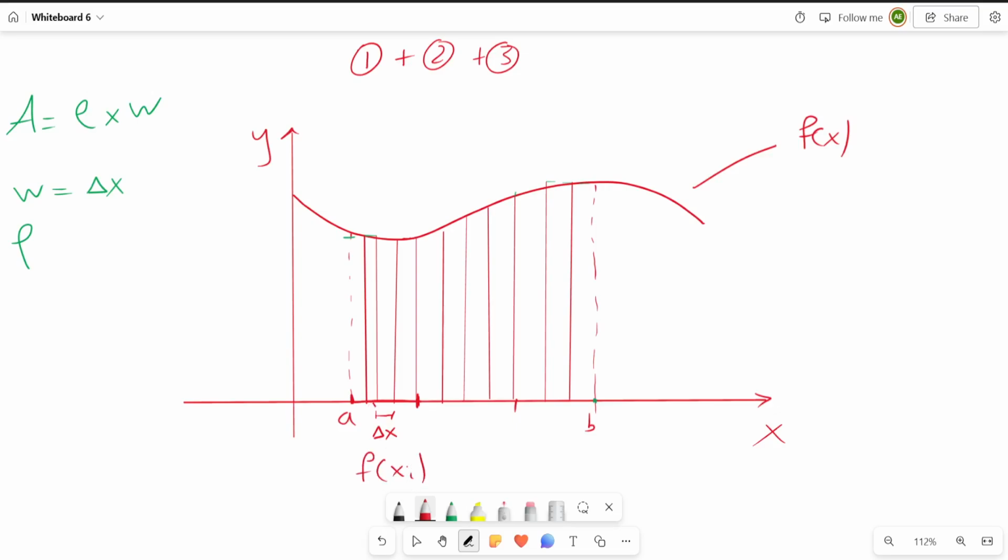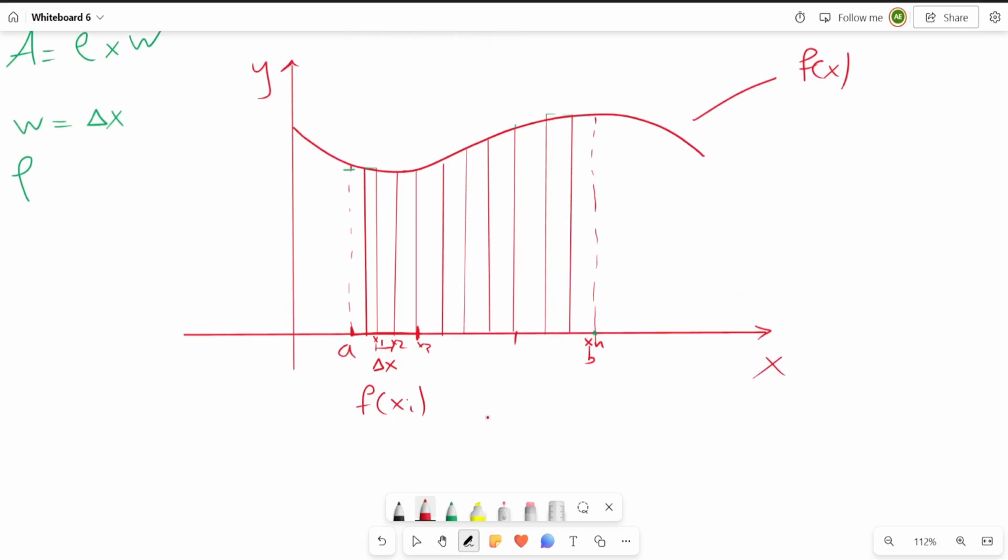So let's say this is x1, x2, x3, and so on until we go to x of n. So these are the heights. f of x1 is going to be this value over here, which we read from the y axis, and this is going to be the height of the rectangle, which I can then multiply with delta x to give me the area of this rectangle.